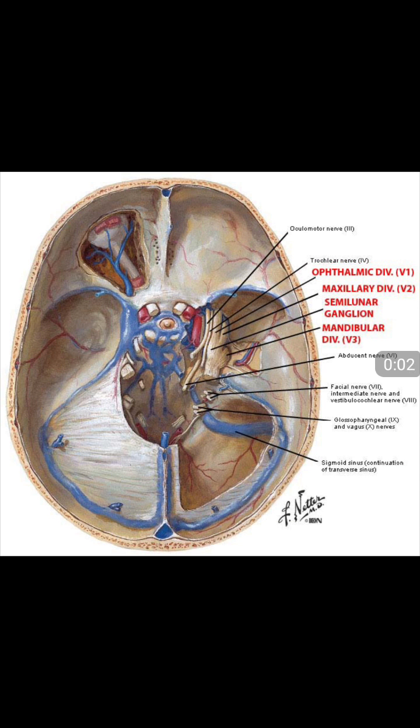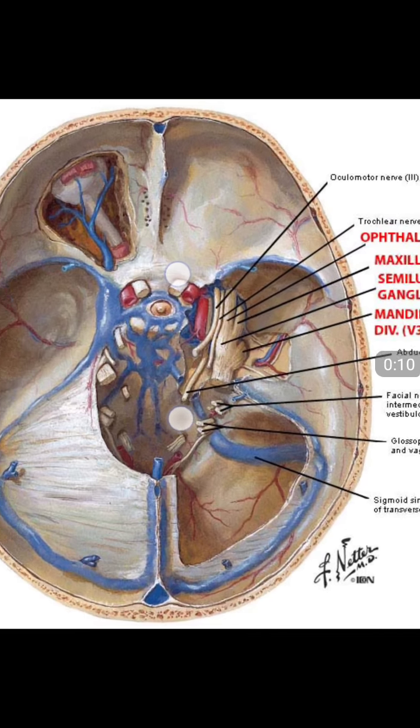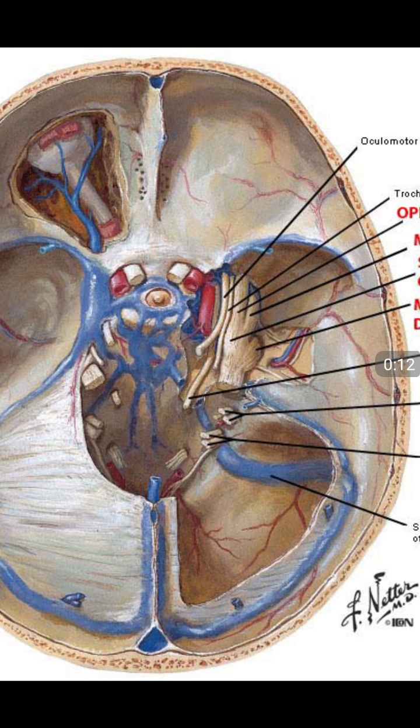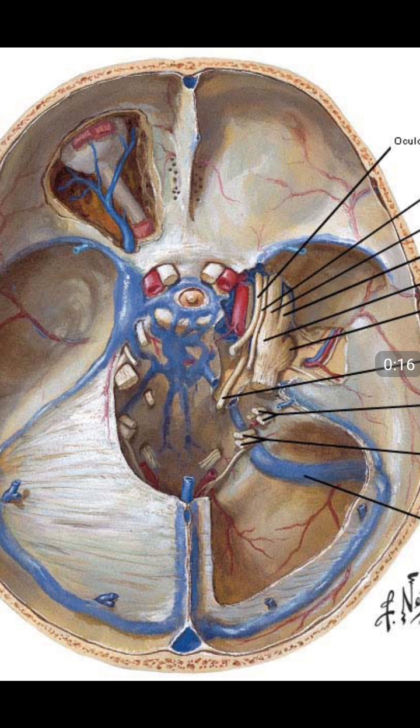Hello, in this video I'm going to discuss the Caroto-Cavernous Fistula. Before going to Caroto-Cavernous Fistula, I would rather like to revise the anatomy of the cavernous sinus. One must understand the anatomy of the cavernous sinus.